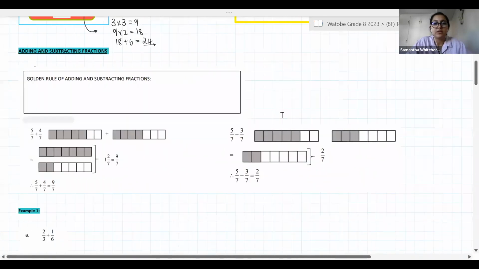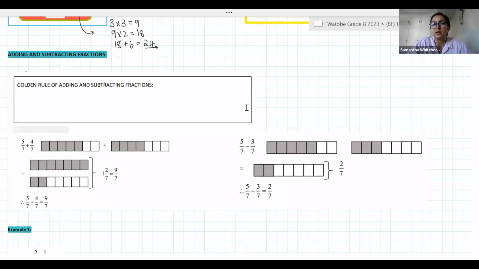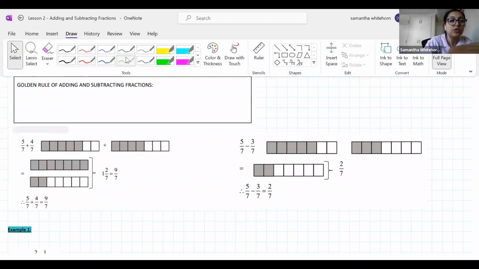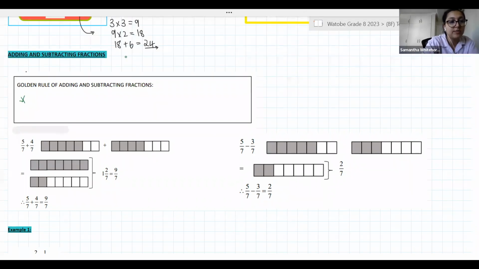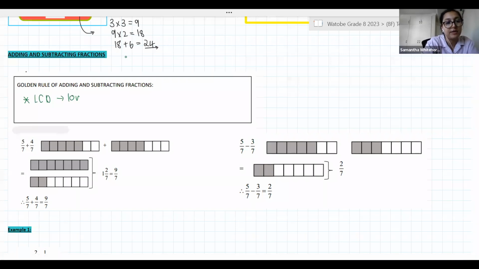What we want to be able to do in this lesson is add and subtract our fractions. Now, when we add and subtract fractions, I've said here a golden rule, but there's something very, very important that we need to remember. And that is that in order to compare fractions, i.e. in order to be able to add and subtract fractions, we need to find an LCD. Now, LCD, remember, stands for lowest common denominator.